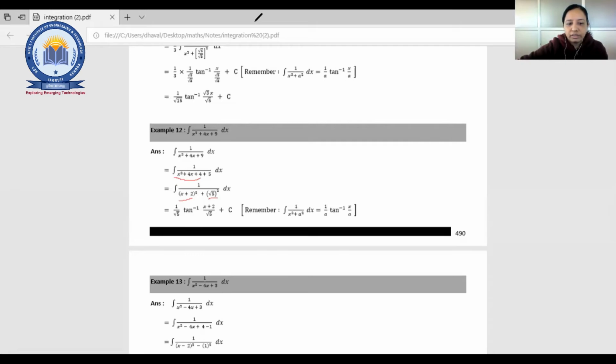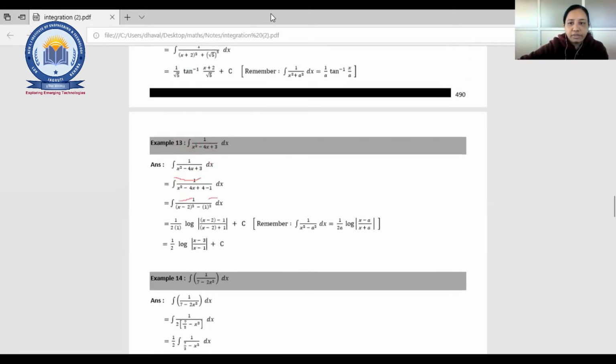Any doubt in that example? Okay, fine. Good. Next example: 1 upon x square minus 4x plus 3. Here it's a minus, right? So obviously it is supposed to be converted into either x square minus a square or a square minus x square, whatever is there. Just the sign difference is there, right?